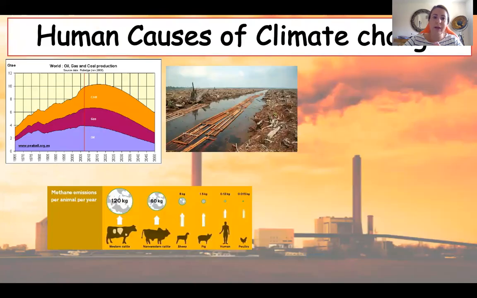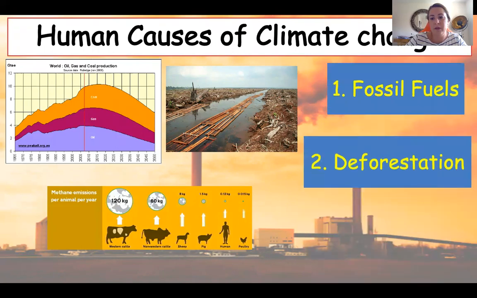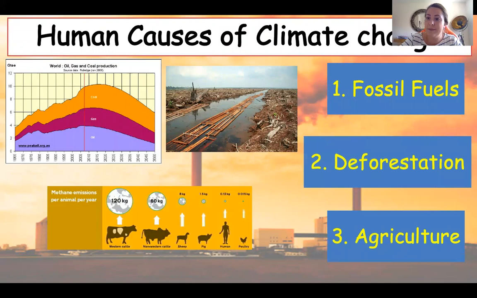Okay, so when we come to our causes, we're going to look at 3 human causes and 3 physical causes. So within your notes, we're just going to jot these down first of all. Subtitle, human causes of climate change. Number 1, fossil fuels. Number 2, deforestation. And number 3 is agriculture.